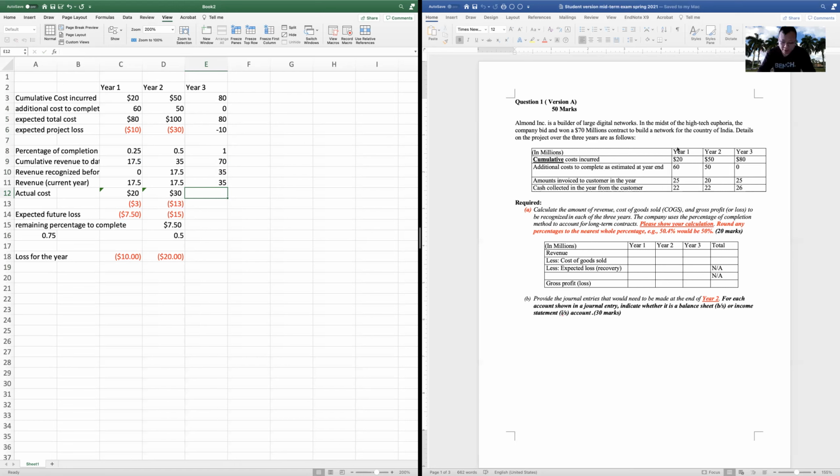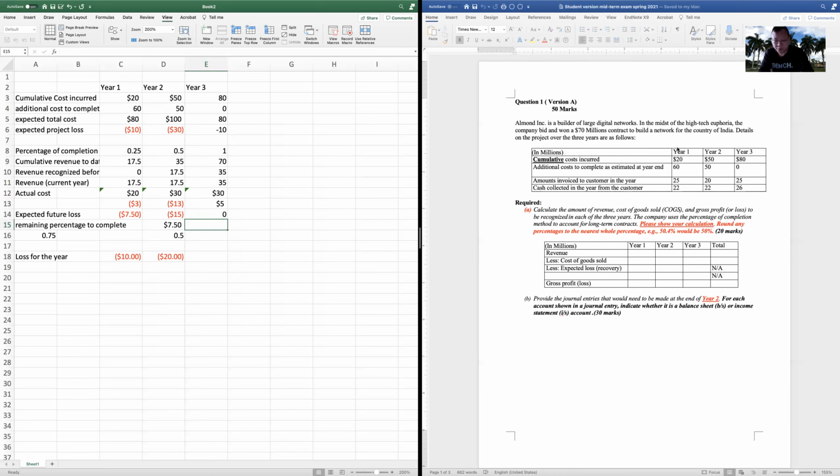The actual cost, so 30, 20 plus 30, 50, and the total is 80. So you have 80, E3 minus, okay, minus actually D3, okay. And what's the profit? So you're going to use E11 minus E12. What's the expected future loss in the final year? It's 0, right? Because there's no future. There's no future in the final year.